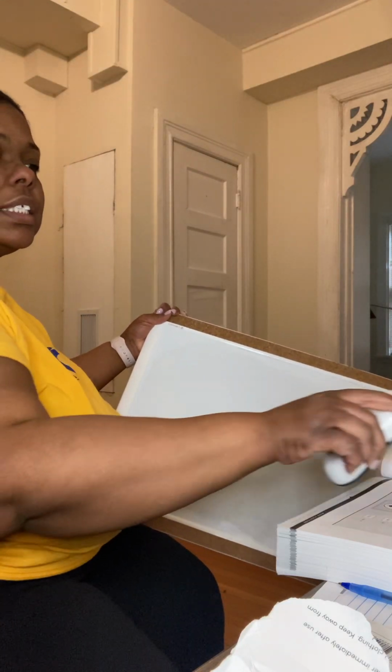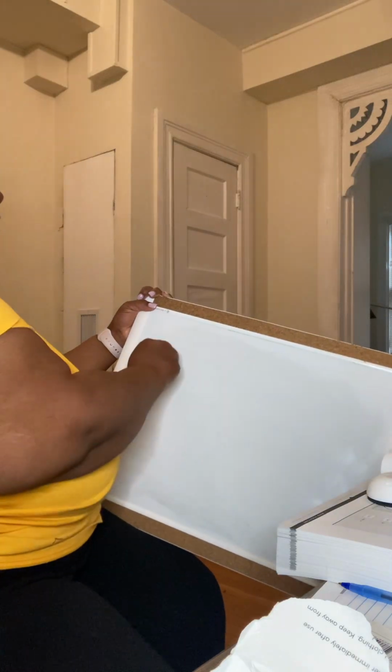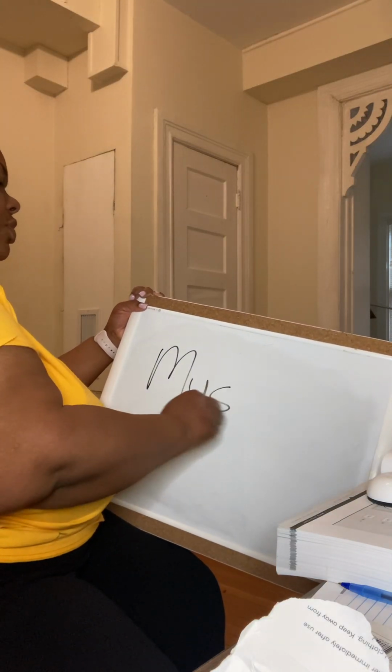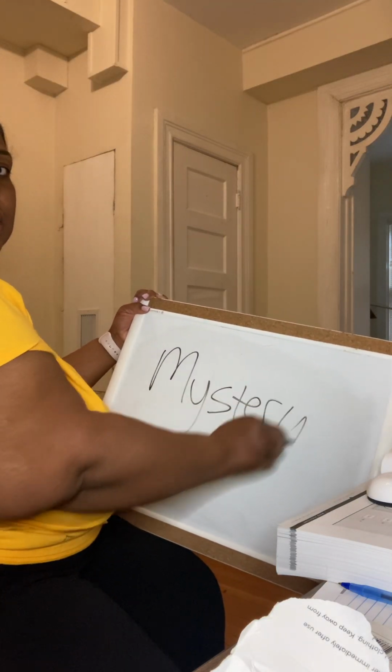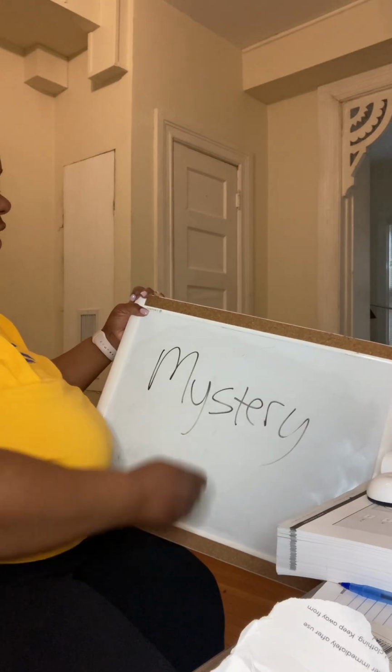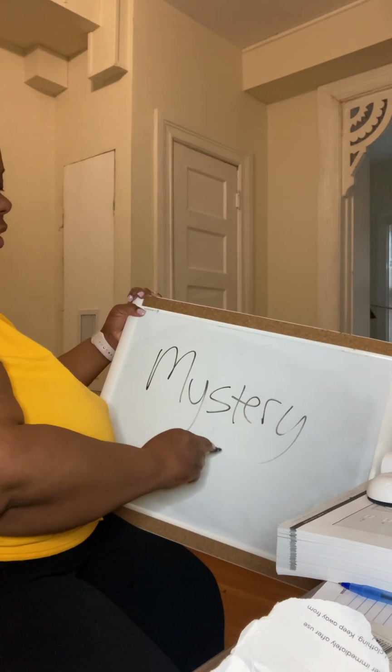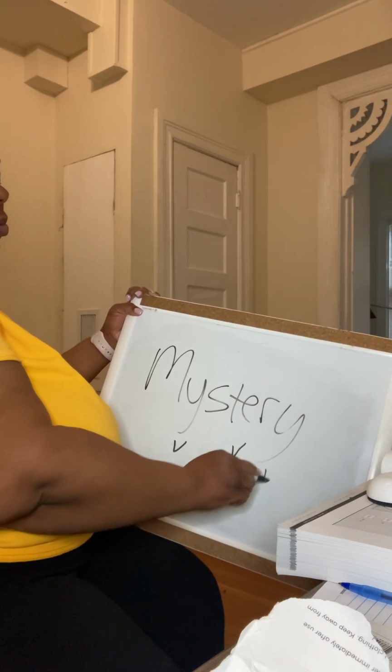Next one is mystery, another M word. All right, let's look for our vowels. We got a Y, got an E, and another Y.